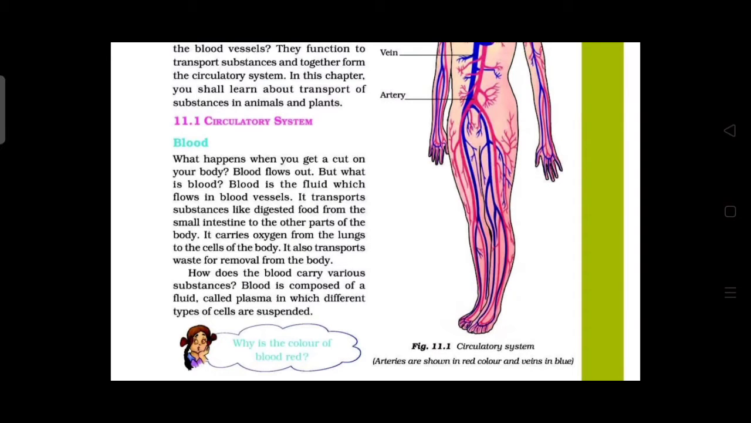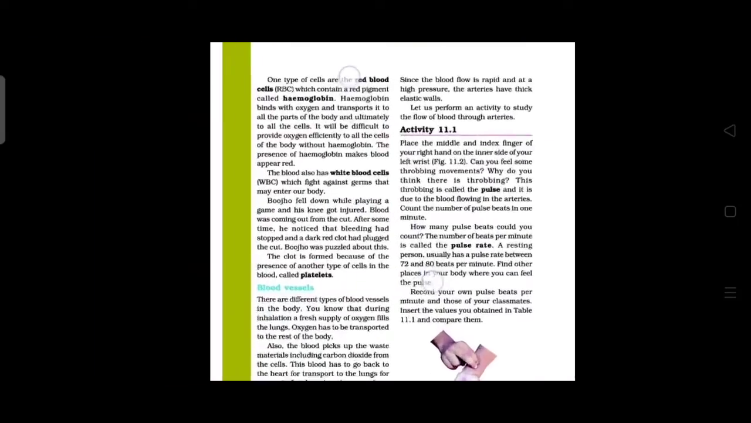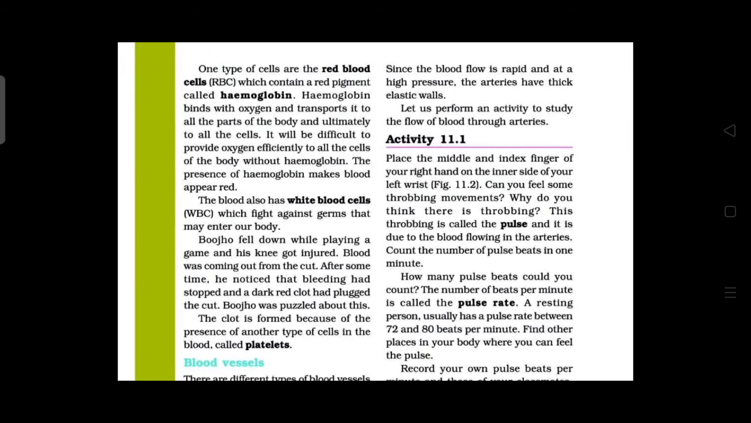One type of cell is called the red blood cell, which contains a red pigment called hemoglobin. We all hear about hemoglobin, right? Red blood cells contain the red pigment called hemoglobin. What is meant by hemoglobin?